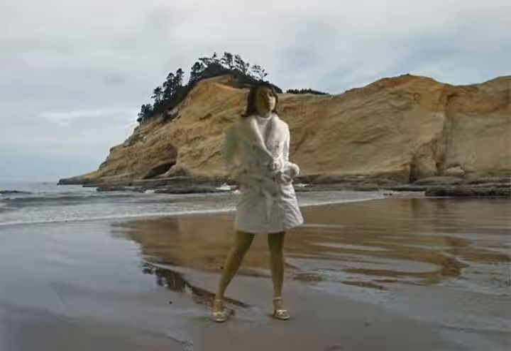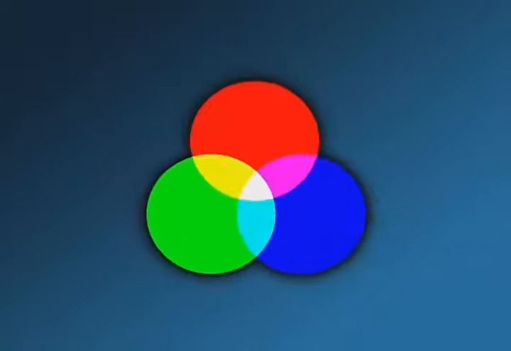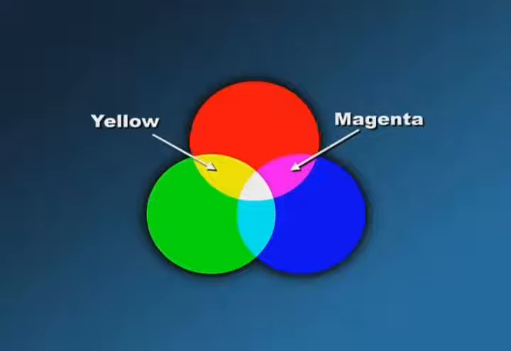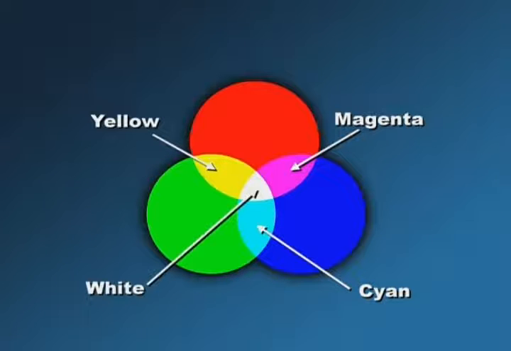So the question is not whether you can get rid of spill, the question is what the price is. And the first price is loss of color definition. All colors are made of combinations of red, green, and blue. So when you mix red and green, you get yellow. When you mix red and blue, you get magenta. And when you mix green and blue, you get cyan. And finally, when you mix all of them, you get white.